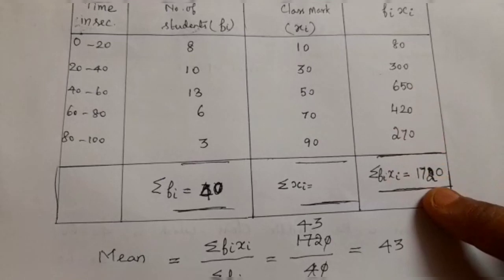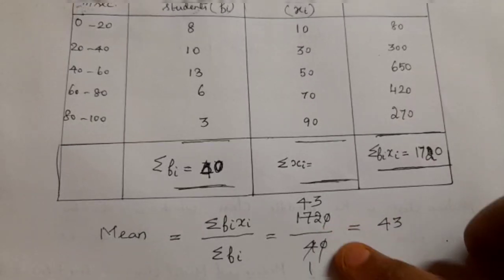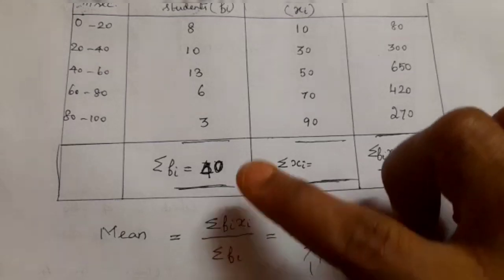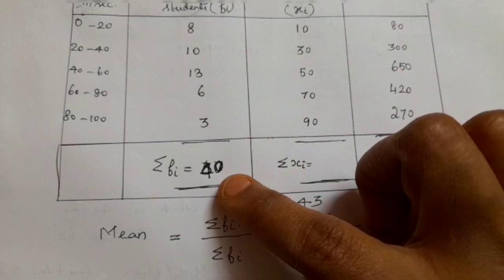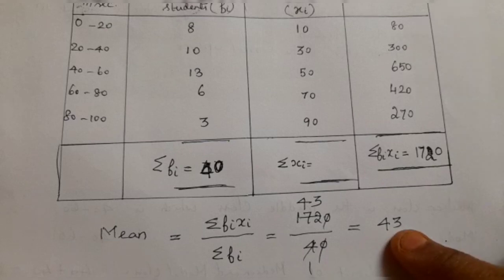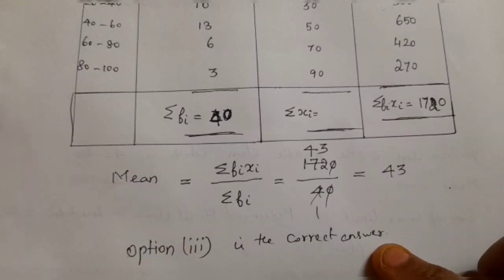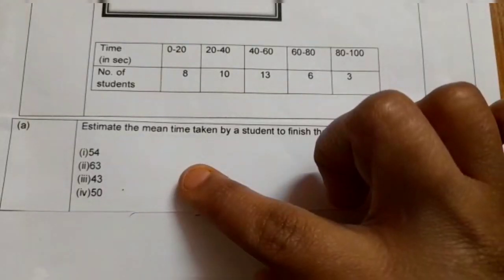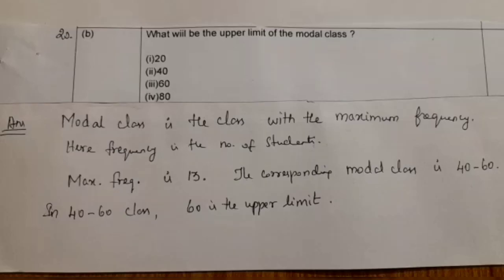If you sum up fi xi, you get sigma fi xi, which is 1720. Summing the fi together, sigma fi is 40. Substituting and simplifying, you get 43. So option 3, which is given as 43, is the correct option for this question.